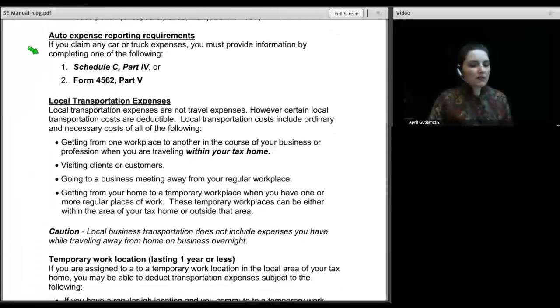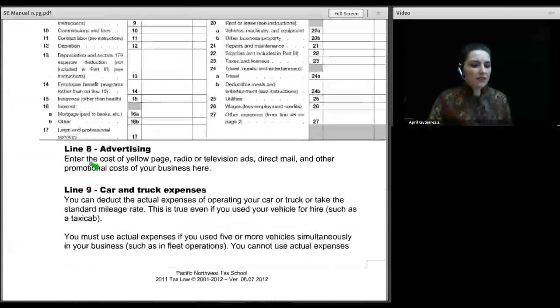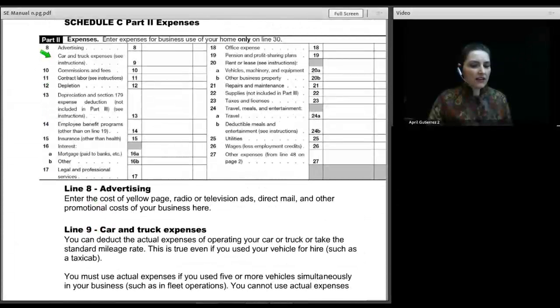Automobile expense reporting requirements. If you claim any car or truck expenses, you must provide information by completing one of the following: either Part 4 of Schedule C or Part 5 of Form 4562. So in other words, you should never make an entry for an expense on the Schedule C on line 9, right here, without doing something more. You either fill out Part 4 of Schedule C or you attach Form 4562 with Part 5 completed. It's mandatory that you do one of those two things.